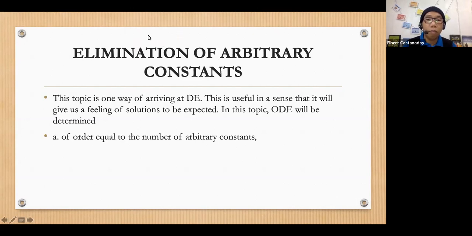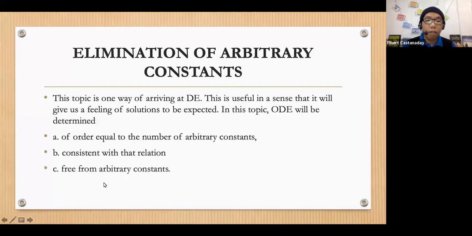Now what are the other criteria or characteristics? It's consistent with that relation. And lastly, free from arbitrary constants. So you have to take note that the ordinary differential equation should not contain an arbitrary constant. That's why we have to eliminate the arbitrary constants once that we have undergone the first step, or the major rule, which is by differentiation.